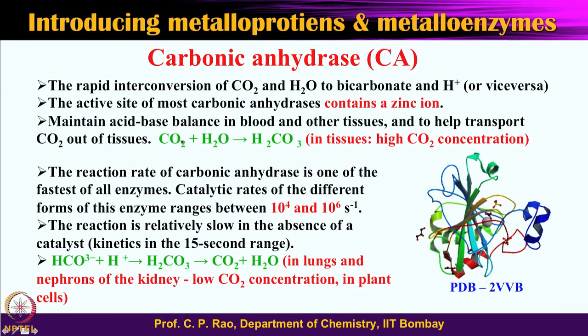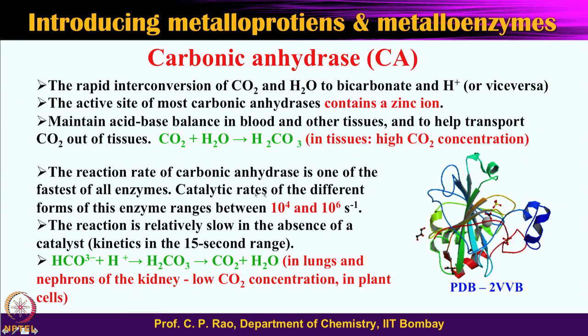The next enzyme I may just begin, but probably I will try to give you more details in the next class, but just have a look at carbonic anhydrase. And you know that in the human body, the blood and other tissues are contaminated with carbon dioxide, and this carbon dioxide needs to be removed. So, this converts the CO2 into water and bicarbonate, and vice versa. The active site of this enzyme, carbonic anhydrase, has a zinc ion, and there is no structural zinc in this. As you can see, CO2 plus H2O gives H2CO3.